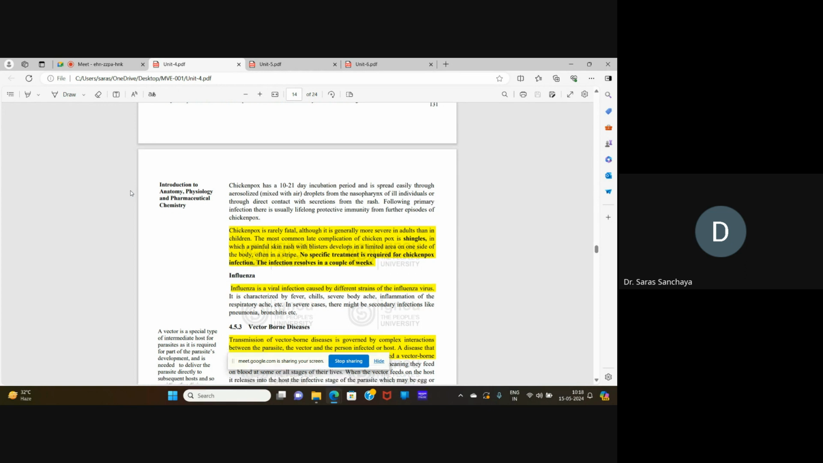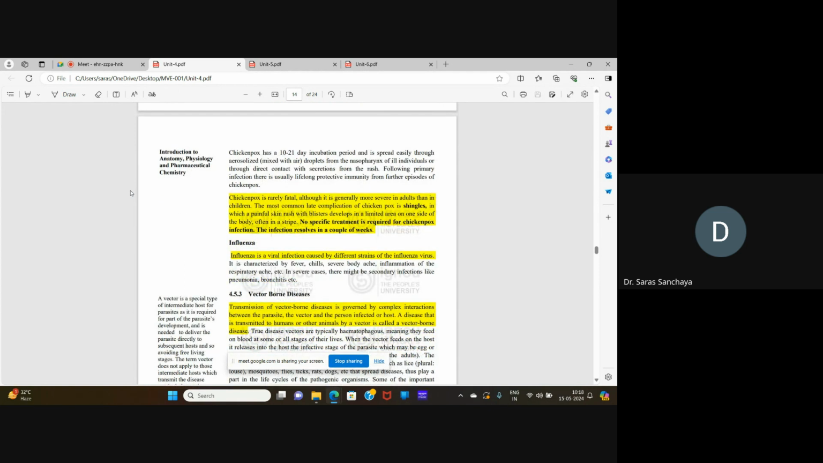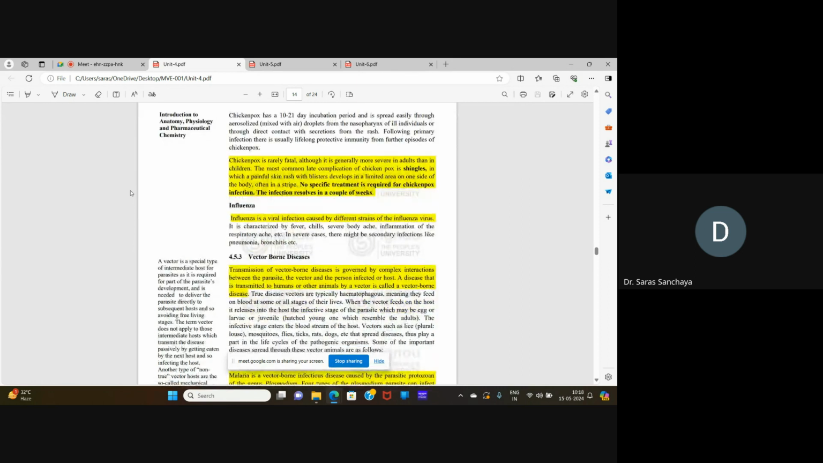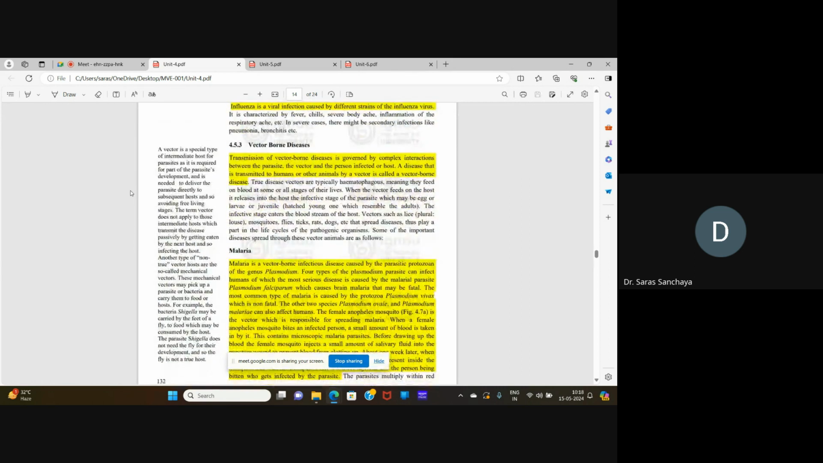Then there is influenza. Influenza is a viral infection caused by different strains of influenza virus, and the symptoms are like fever, chills, severe body ache, inflammation of respiratory organs, and ache. Now we come to vector-borne diseases. Transmission of vector-borne diseases is governed by complex interactions between the parasite, the vector, and the person infected, or the host. A disease that is transmitted to humans or other animals by a vector is called a vector-borne disease.